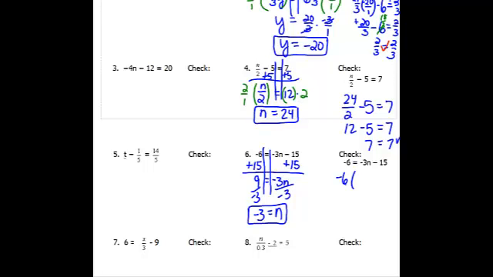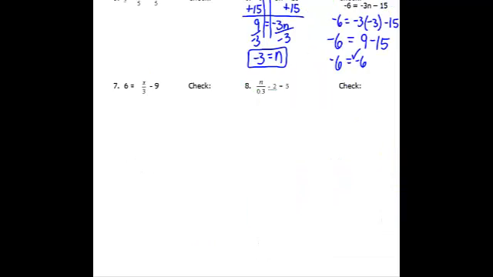To check that, does negative 6 equal negative 3 times negative 3 minus 15? Does negative 6 equal 9 minus 15? Yes, negative 6 equals negative 6. It checks. I'm going to take a look at number 8 for the last problem.